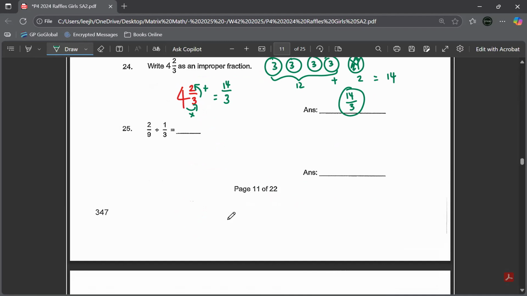Question number 25. 2/9 plus 1/3. So make the denominator the same. Times 3. 2 over 9 plus 3 over 9. Answer 5 over 9. That's your answer. Cannot simplify it, so just leave it.